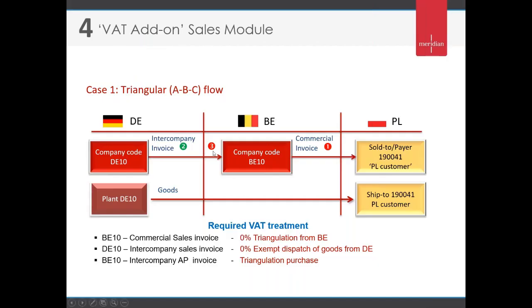So just to go back to our slide, you can see there for each leg of this triangulation flow, the Meridian VAT add-on is able to correctly determine the correct tax code to be determined for each leg.